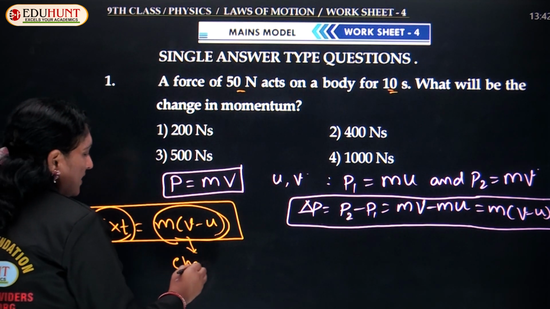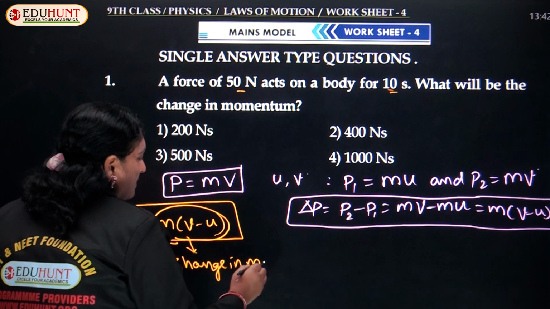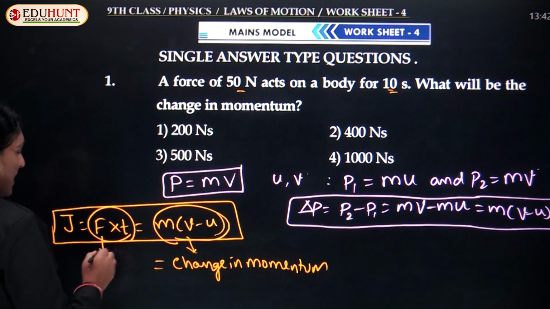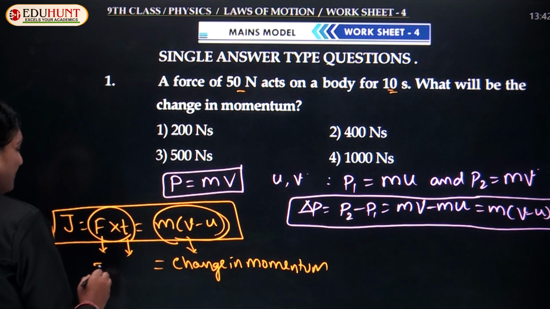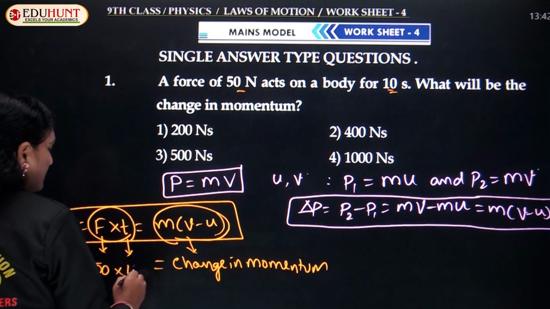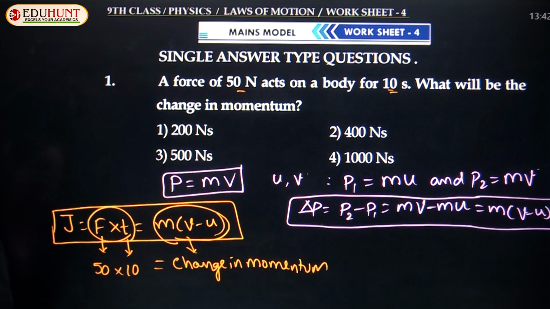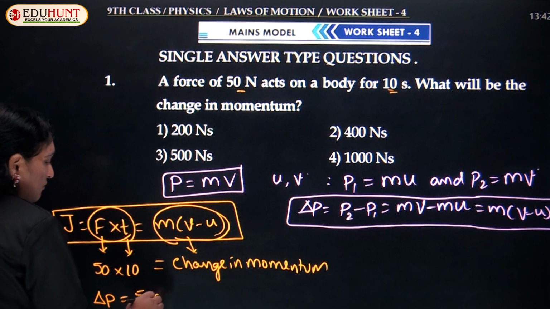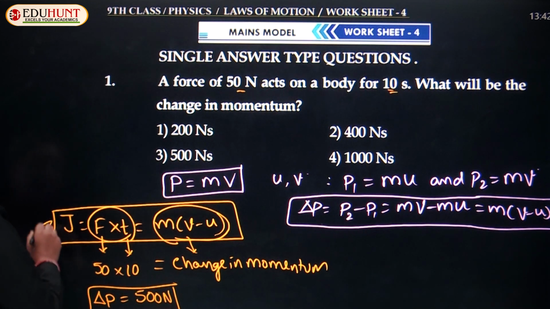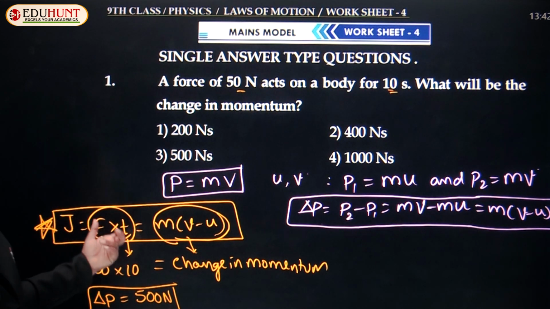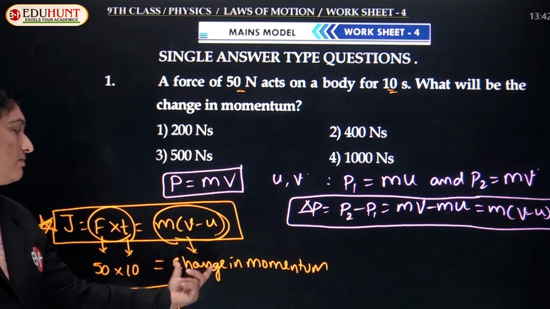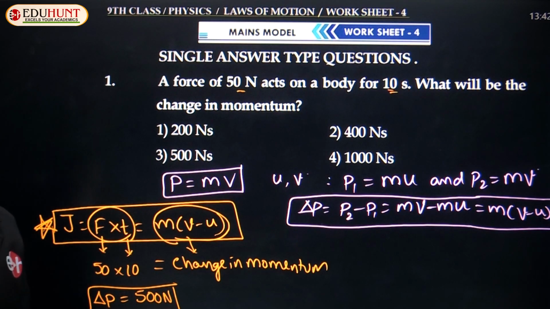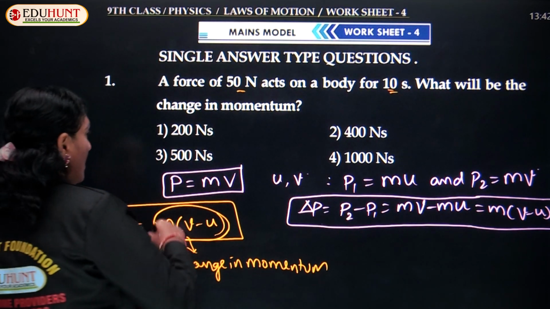Therefore, change in momentum is equal to the product of force and time. How much is the force given? 50 Newton. Time is given as 10 seconds. Hence, change in momentum, 50 into 10, is found to be delta P equals 500 Newton second. So, remember this formula, children. Impulse is nothing but F into t, the product of force and time, which is also equal to change in momentum. So, as you are asked to find the change in momentum, simply find the product of force and time. So, your answer is 500.